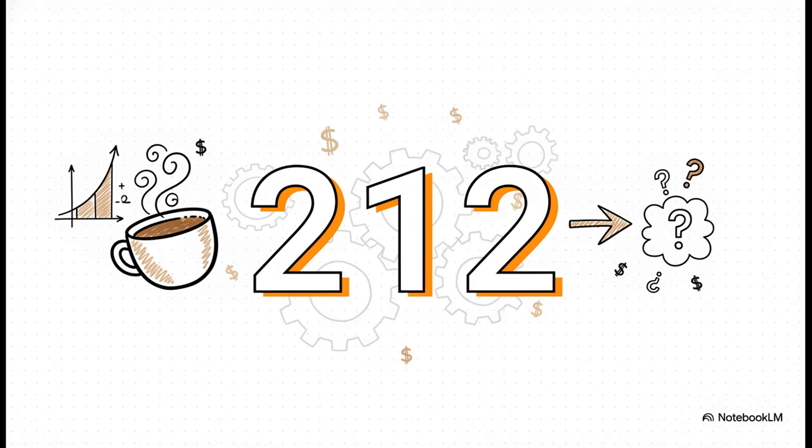This isn't a guess, it's not a gut feeling. It's the precise point where our profit is maximized. If we sell 211, we're leaving money on the table. If we sell 213, we're actually losing a little bit on that last cup. 212 is the peak. That is the incredible power of optimization.